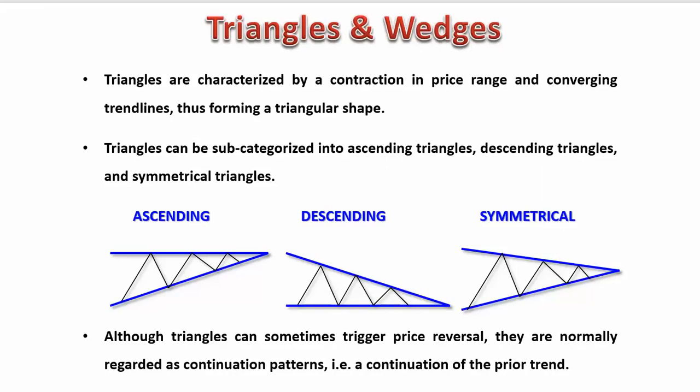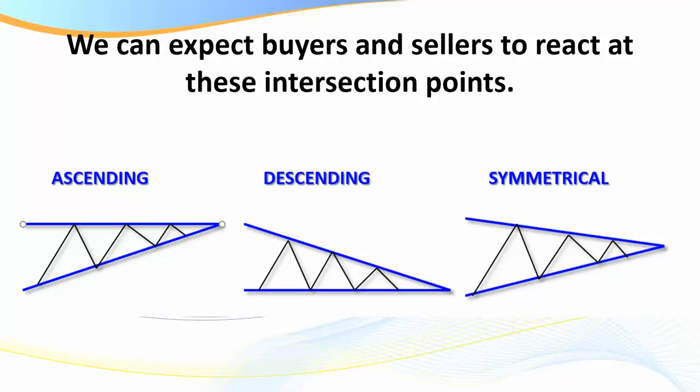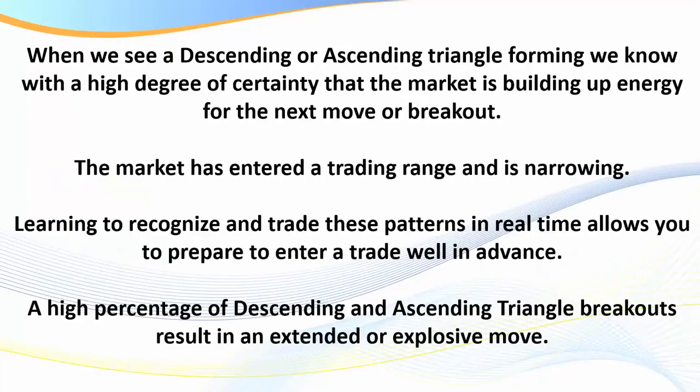And that's where, at least if you're prepared for a breakout, or you know that the energy is building, you can be prepared. So what you're really looking for is these key points as they come together. You just want to be prepared also, though, that it may break out before the points actually intersect. So you'll soon get used to that once you recognize them. When we see a descending or ascending triangle forming, we know with a high degree of certainty that the market is building up energy for the next move or breakout. The market has entered a trading range and is narrowing.